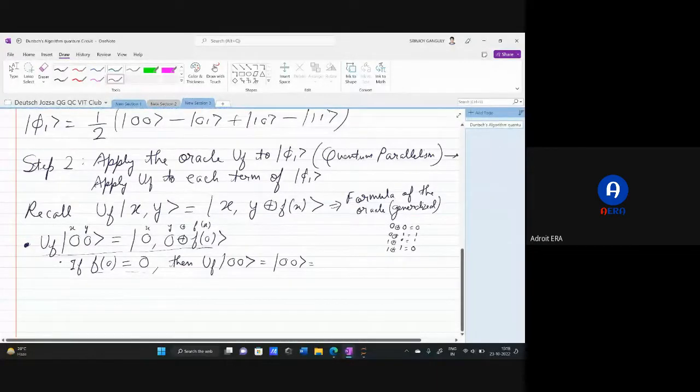And mathematically, another way of writing that is with a coefficient. So (1 minus f of 0) times ket 0 0. This is another way of writing mathematically, right?